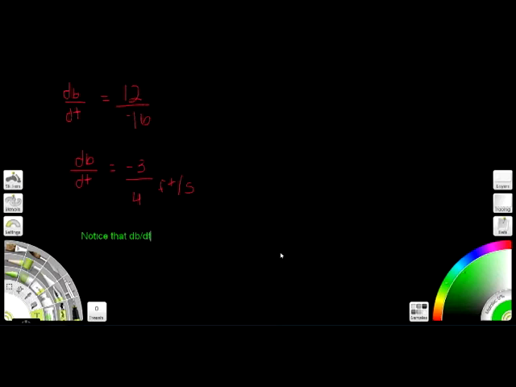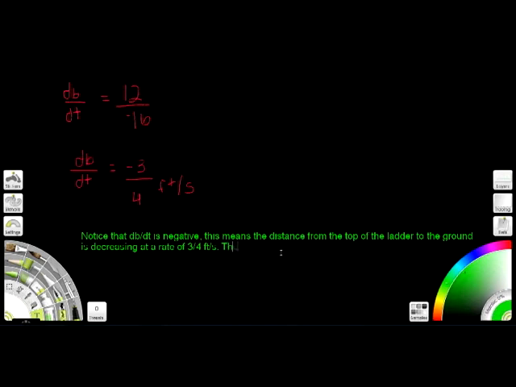Notice that dB/dt is negative. This means the distance from the top of the ladder to the ground is decreasing at a rate of 3 over 4 feet per second. The top of the ladder is sliding down the wall at a rate of 3 over 4 feet per second.